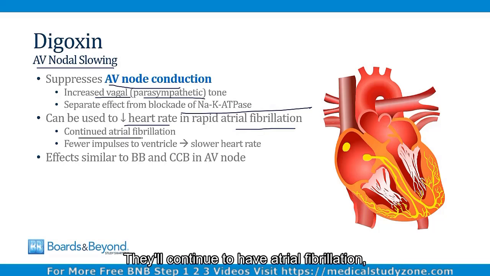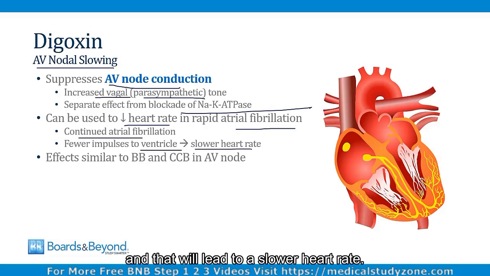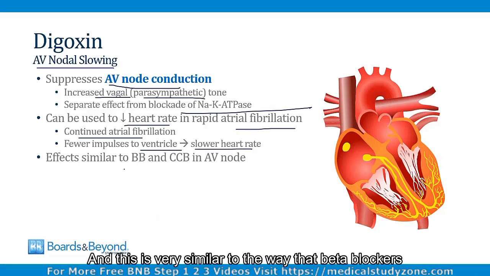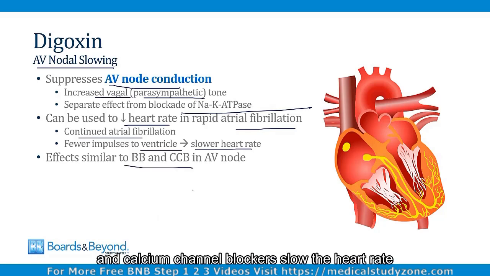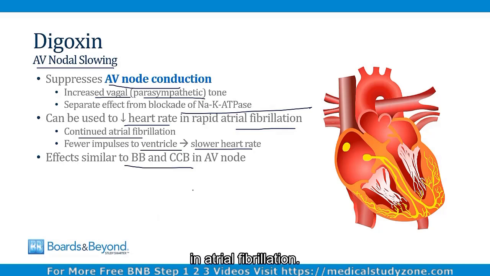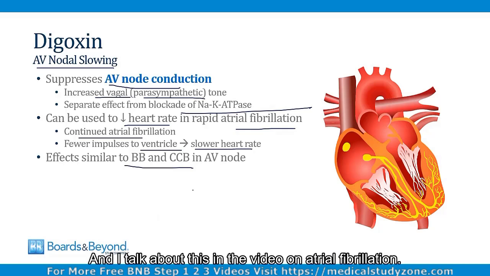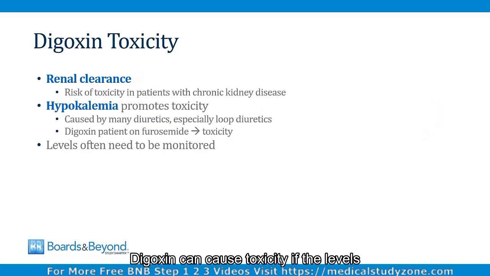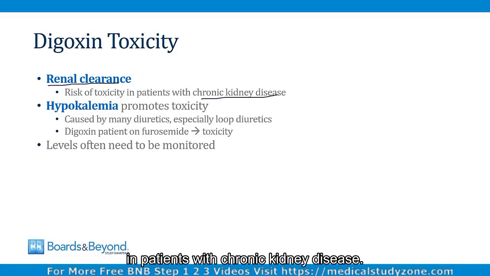This won't eliminate the AFib. They'll continue to have atrial fibrillation, but fewer impulses will reach the ventricle, and that will lead to a slower heart rate. This is very similar to the way that beta blockers and calcium channel blockers slow the heart rate in atrial fibrillation. And I talk about this in the video on atrial fibrillation. Digoxin can cause toxicity if the levels in the serum get too high. First of all, digoxin is renally cleared, so there's a greater risk of toxicity in patients with chronic kidney disease.